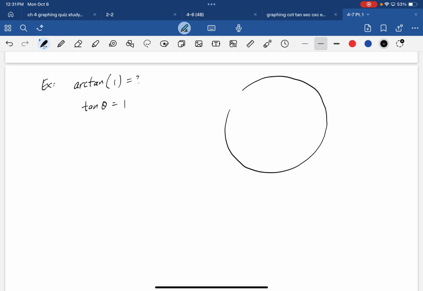So that means theta has to be either pi over 4 or 5 pi over 4, or 9 pi over 4, or 13 pi over 4, right? There could be a million different theta values. Well, infinite values, right?